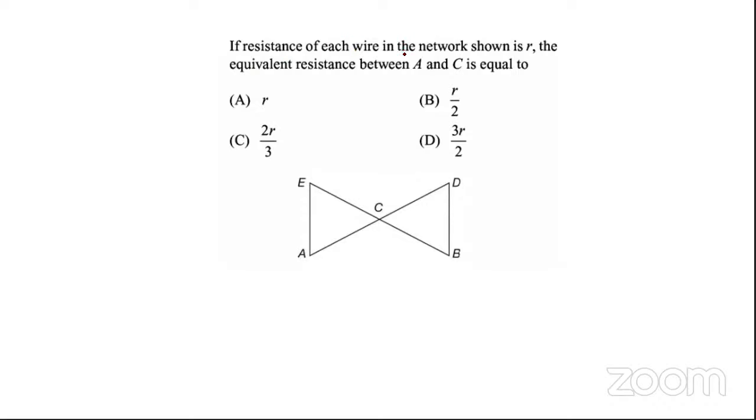If resistance of each wire in the network shown is R, the equivalent resistance between A and C is equal to. Alright, this is a network and the resistance of each wire, from A to C, can be taken as a resistance from A to E, E to C, and in all of the partitions there is a resistance of value R. Like this and this, and similarly here. You have 2 minutes.